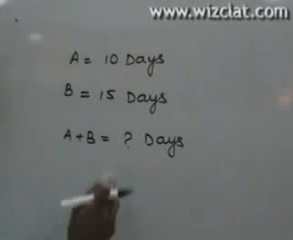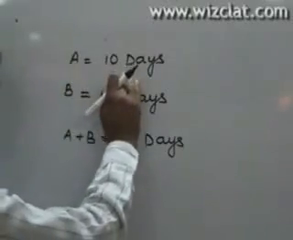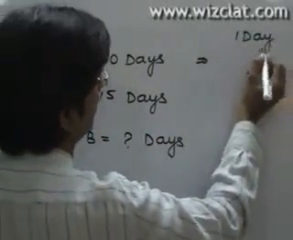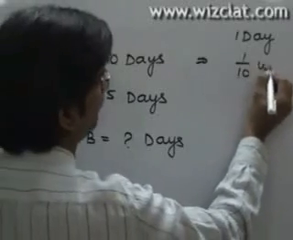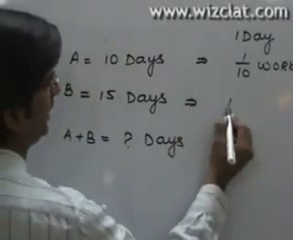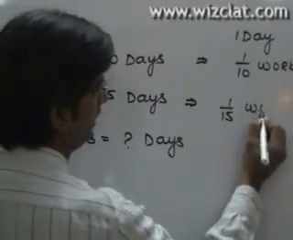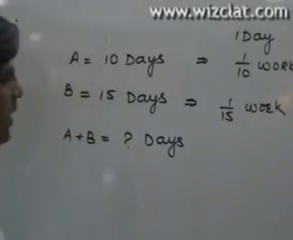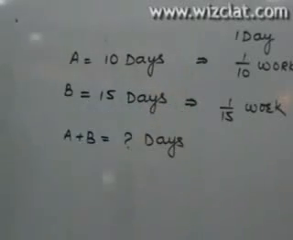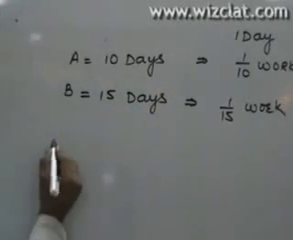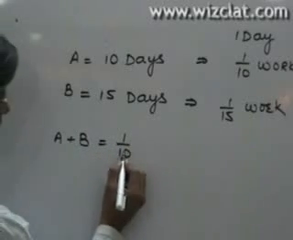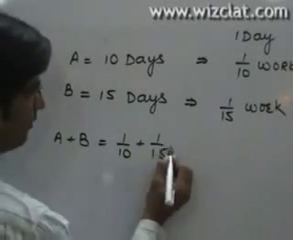The first approach says, if A can do a piece of work in 10 days, then his one-day work will be equal to 1 upon 10. Similarly, one-day work of B will be 1 upon 15. Now, if I club the work of both the persons of one day, we find that together A plus B in one day can do 1 upon 10 plus 1 upon 15.